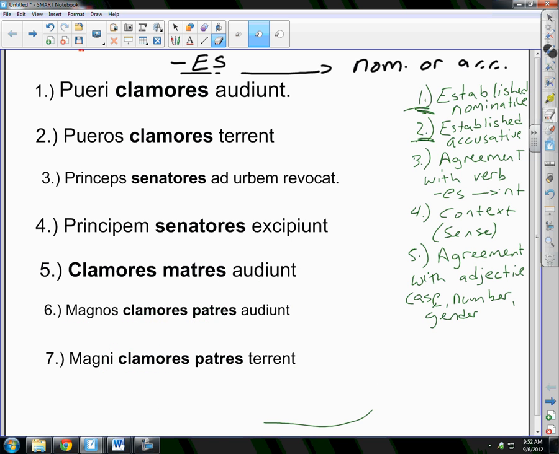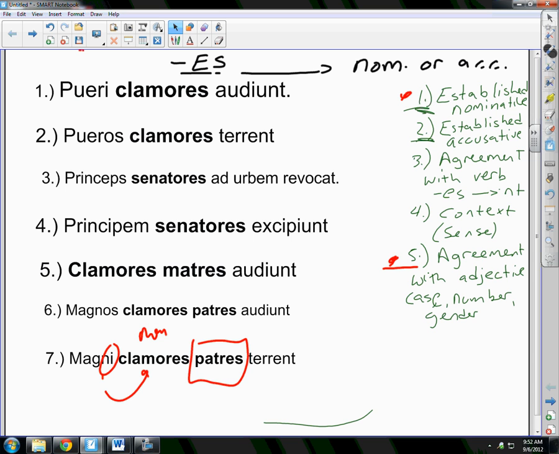So which of these did I use? I used 2 of them in this case. First thing that I used was the agreement of the adjective. With magni being nominative, that made clamores nominative and plural. And because I already established a nominative, that means that this has to be accusative.